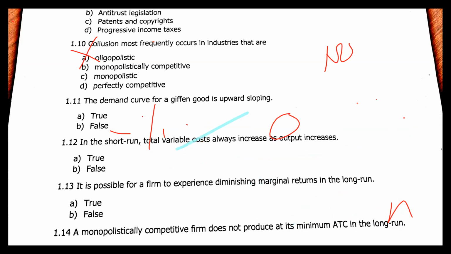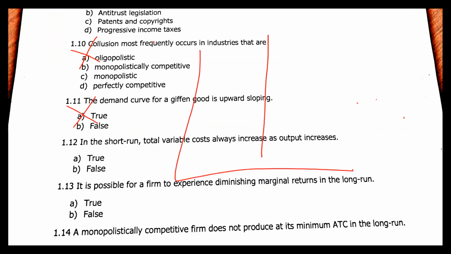So the demand curve for a given good is upward sloping, and the answer is true. Upward sloping means it's heading upward like this. It's not downward sloping like this one, which is almost the opposite of what we learn under normal goods. For normal goods, the demand curve is downward sloping. When you increase the price, the quantity reduces, right? For normal goods. But for this, it is the opposite. That's why you get that.